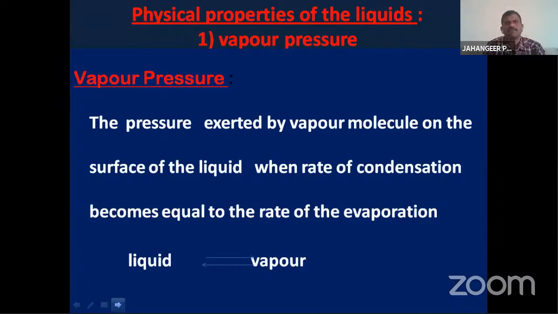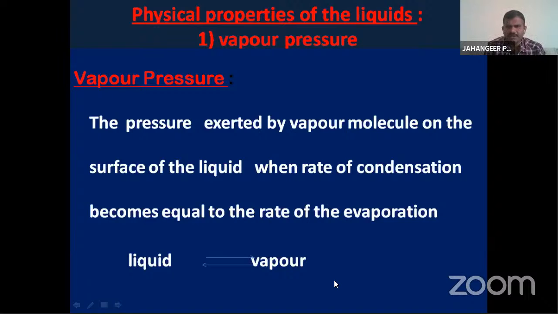Now come to some of the physical properties of liquids. One of the physical properties is vapor pressure. What is meant by vapor pressure, students? Vapor pressure is the pressure exerted by the vapor molecules on the surface of the liquid when the rate of condensation becomes equal to the rate of evaporation. That is called vapor pressure.